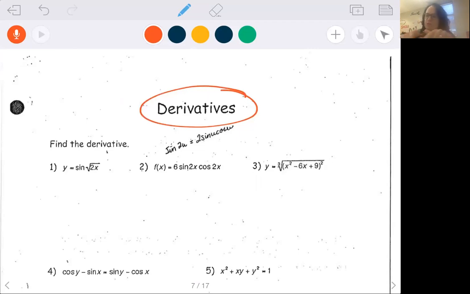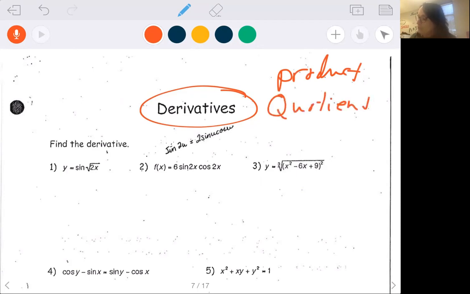Not the power rule, too easy, but you will have to do the product rule at some point. Maybe it's in implicit or maybe it's in some related rate, but you will be doing the product rule, you will be doing the quotient rule, and you will be doing the chain rule. So all of those, all right?